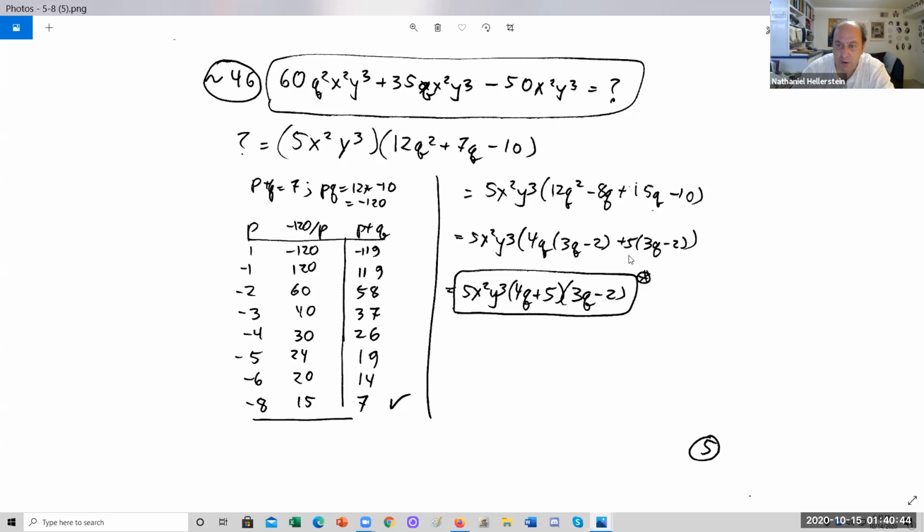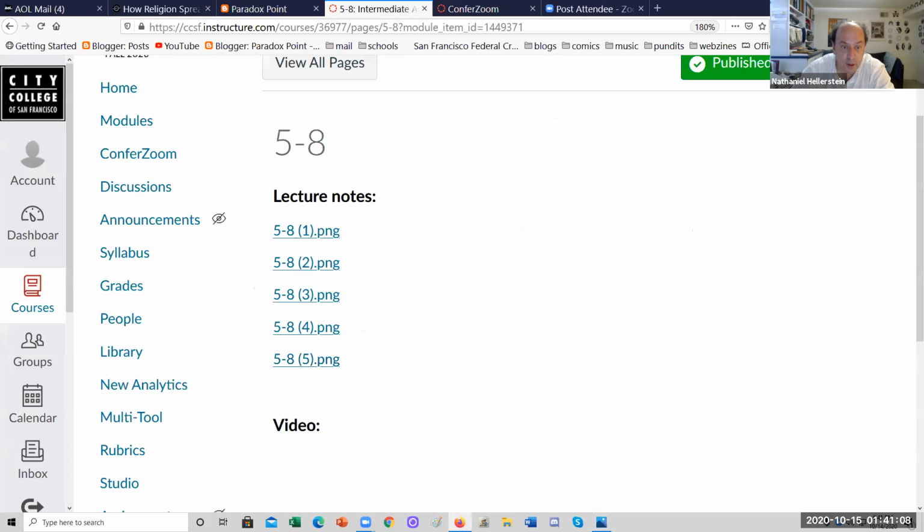They have a common factor of 5. 15q over 5 is 3q. Negative 10 over 5 is negative 2. So great, we have a common factor of 3q minus 2. Pull it out, times 4q plus 5. That goes here. And here it is, 5x squared y cubed times 4q plus 5 times 3q minus 2. Factors this fully. Are we done?